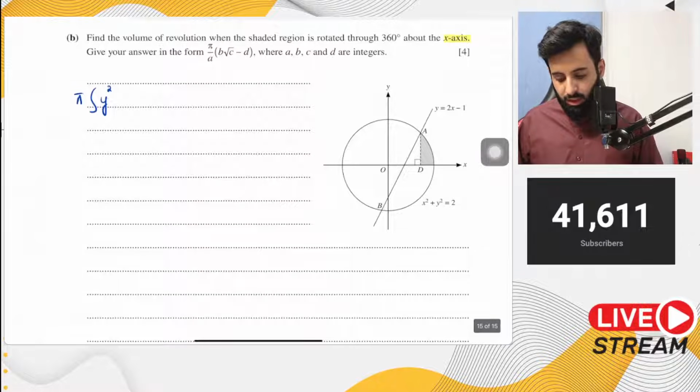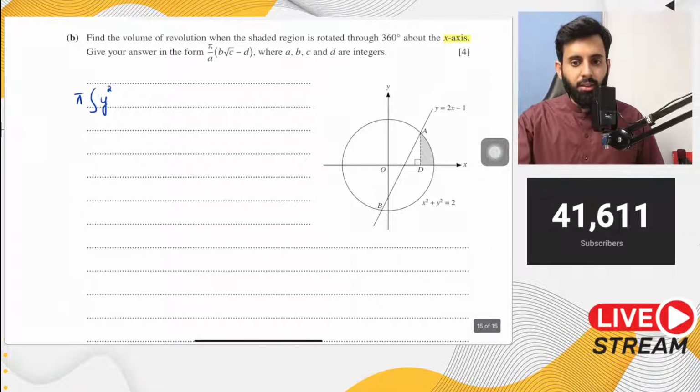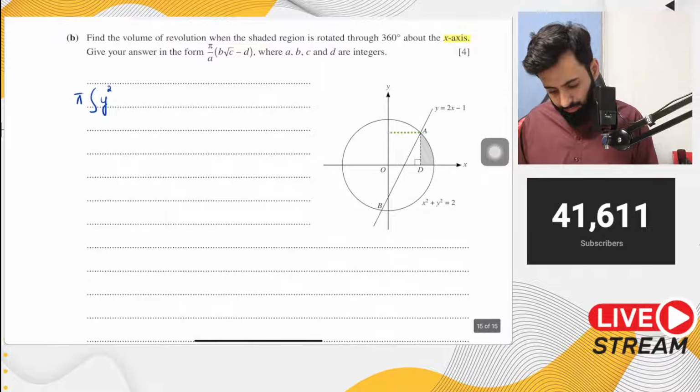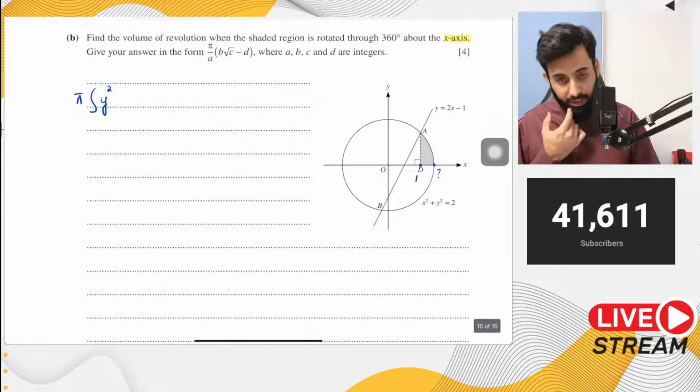Since this is about the x-axis, we have limits for y. Let's see. We have one value, but not the other. We have the value of d, which is 1, but we don't have this point right here. Now we need to find out this point. So how do we find this out?